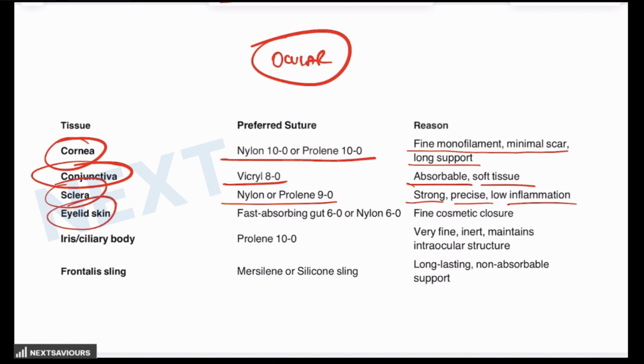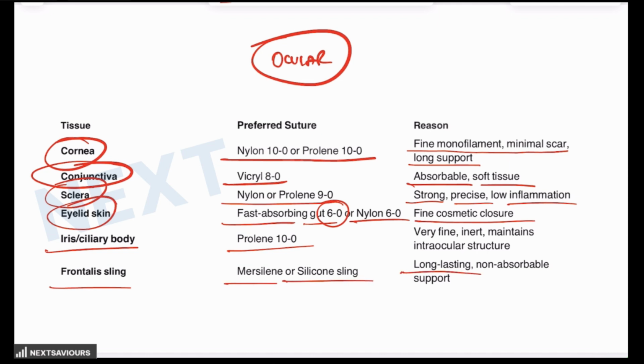For the skin of the eyelid, fast absorbing gut 6-0 or nylon 6-0 are used for fine cosmetic closure. For iris or the ciliary body, Prolene is used. For frontalis sling, the silicone sling or Mersilene is used because of its long-lasting, non-absorbable support.